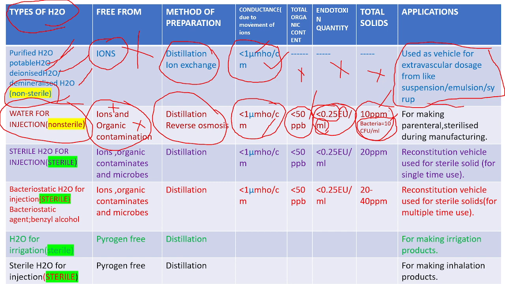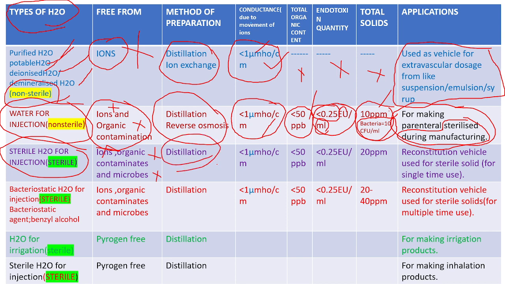Then for what purpose are we using this water for injection? If we want to prepare parenteral dosage forms using water for injection, then it should be sterilized. The water for injection is sterilized during the manufacturing process of parenterals. After that, we can use it for the parenteral dosage form. Next one is sterile water for injection. This is sterile in nature. It does not contain ions, organic contaminants, or any kind of microbes. The method of preparation is distillation.